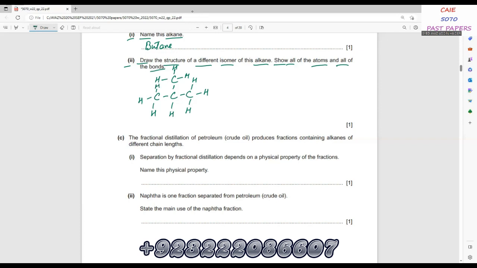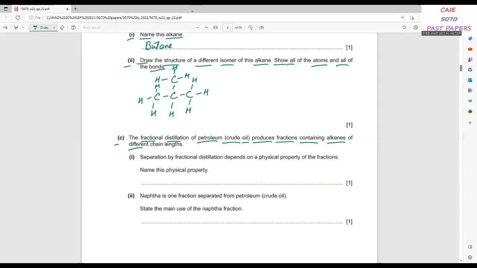This will be the isomer of butane. C, the fractional distillation of petroleum crude oil produces fractions containing alkanes of different chain lengths. Number 1, separation by fractional distillation depends on a physical property of the fractions. Name this physical property. This is actually the difference in the boiling point. So you write boiling point.